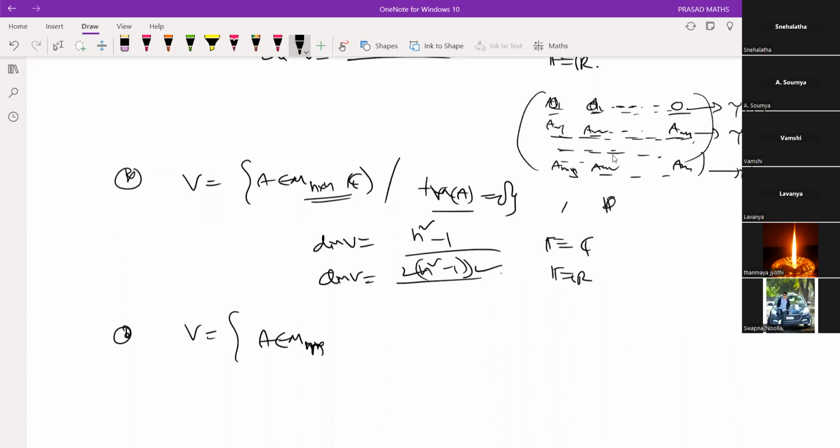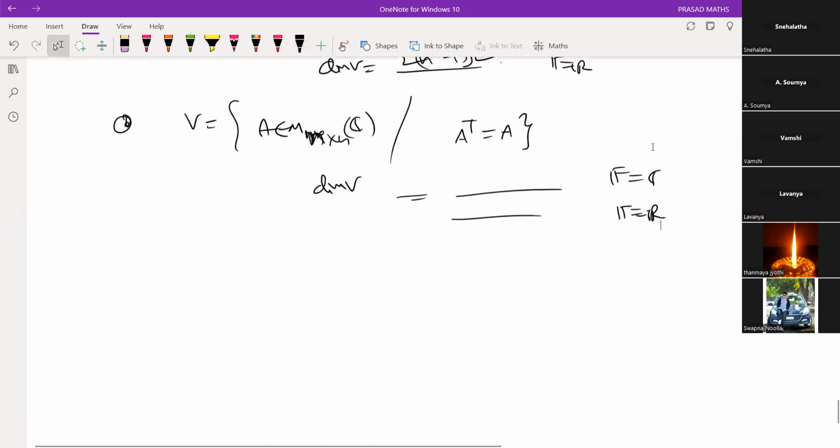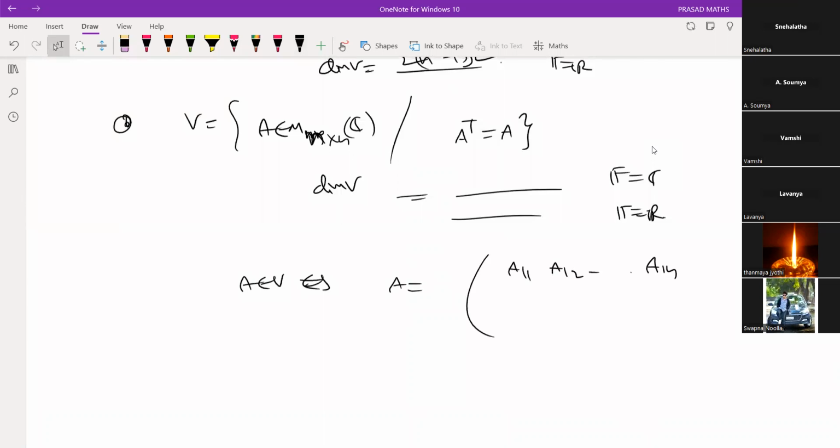Set of all n by n matrices over a complex field such that A transpose equals A, that means symmetric matrices. What is the dimension of V whenever F is my complex field? What is my dimension of this whenever it is a real field? Tell me. Yesterday I told you this technique. Whenever it is a symmetric matrix, the matrix should be like this. First row, first column should be same. Second row, second column should be same.